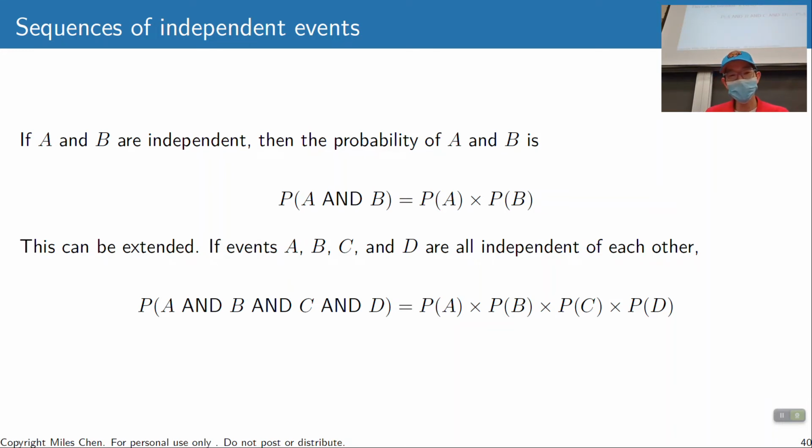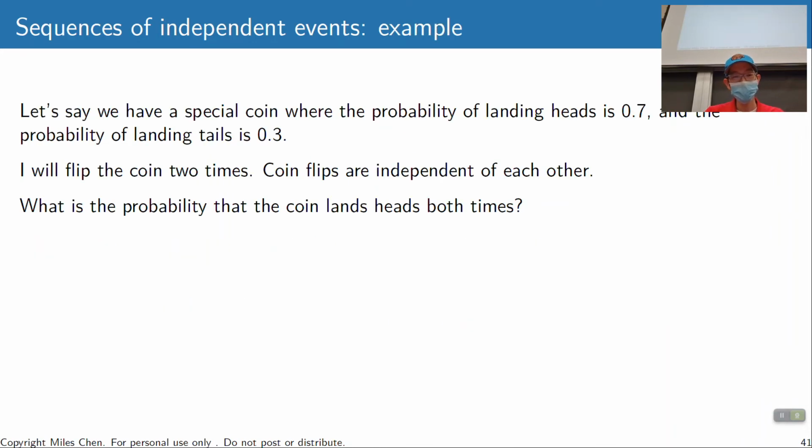Okay, if A and B are independent, the probability of A and B is going to be the probability of A times the probability of B. And we can extend this. If you have events A, B, C, and D, and they're all independent of each other, then the probability of all of those things happening together is just the product: the probability of A times the probability of B times the probability of C times the probability of D. And so on, to however many you need.